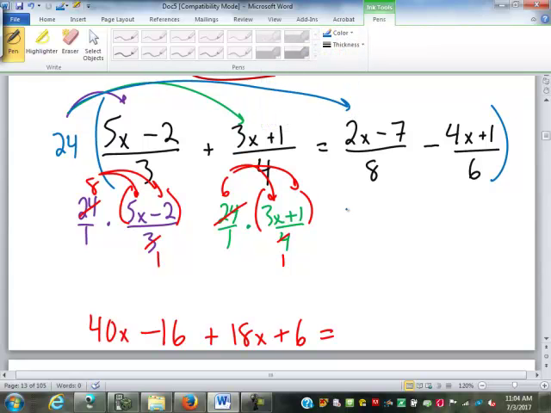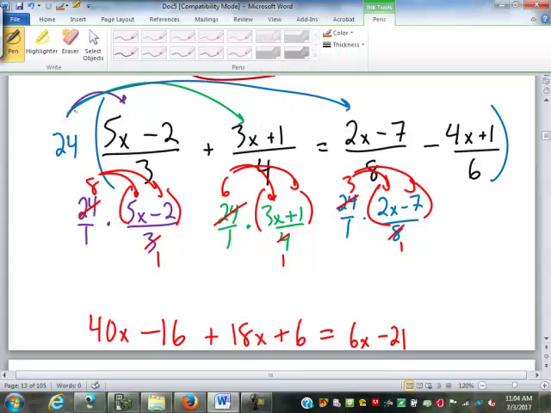24 times 2x minus 7 over 8, so 24 over 1 times 2x minus 7 over 8. Cross cancel 8 and 24 gives us 1 and 3. 3 times 2x is 6x. 3 times negative 7 is negative 21.